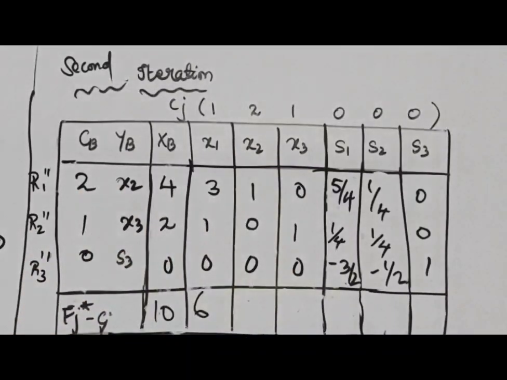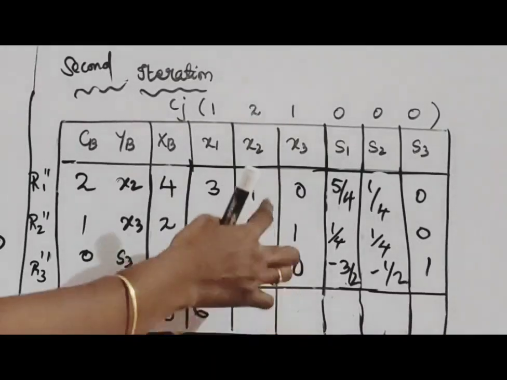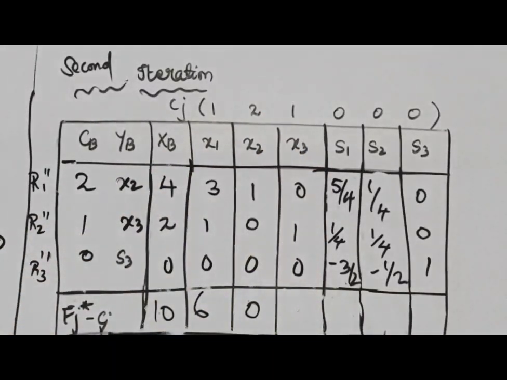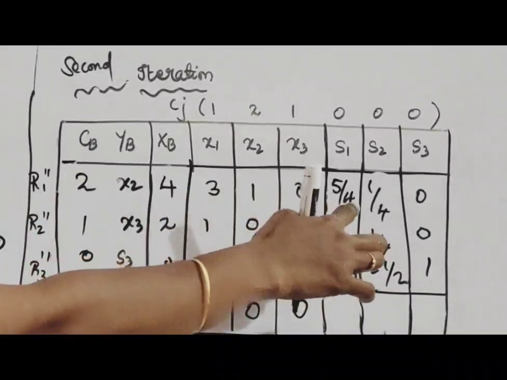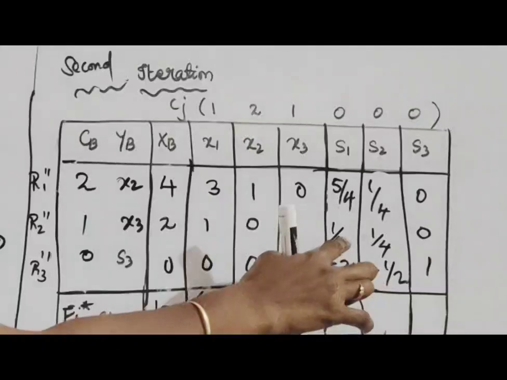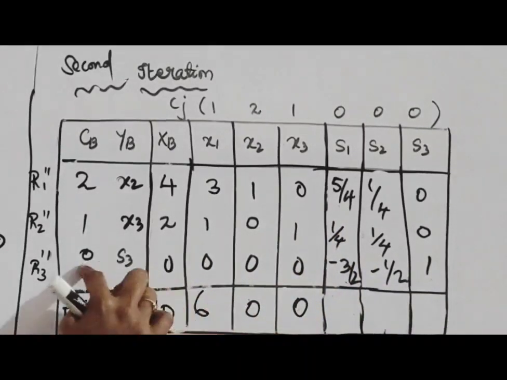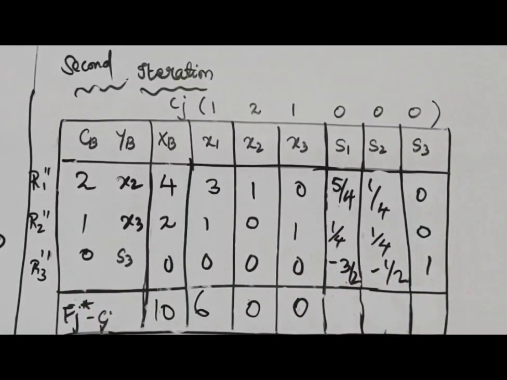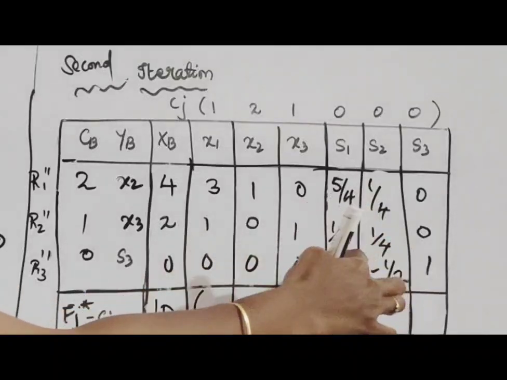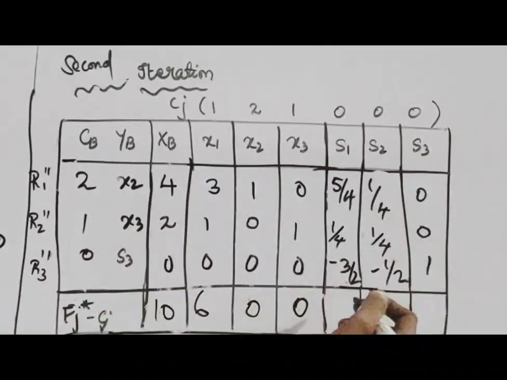2 into 1, 2. Plus 1 into 0, 0. Plus 0 into 0, 0. That is 2 minus 2, 0. Then 2 into 0, 0. Plus 1 into 1, 1. Plus 0 into 0, 0. 1 minus 1, 0. Then 2 into 5 by 4, 10 by 4. Plus 1 into 1 by 4, 1 by 4. Plus 0 into minus 3 by 2, 0. That is 10 by 4 plus 1 by 4, it's 11 by 4. Minus 0, that is 11 by 4.